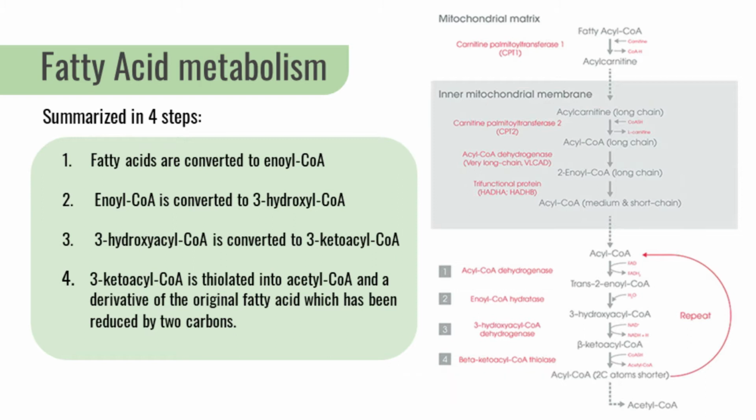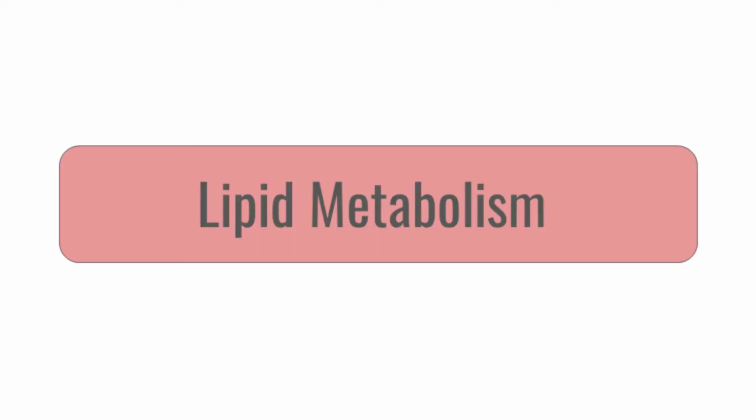Fatty acid metabolism can be summarized in the following steps. First, fatty acids are converted to enoyl-CoA. Next, enoyl-CoA is converted to 3-hydroxyacyl-CoA. 3-hydroxyacyl-CoA is converted into 3-ketoacyl-CoA. And lastly, 3-ketoacyl-CoA is thiolated to produce acetyl-CoA and a derivative of the original fatty acid chain, which has been reduced by 2 carbons.